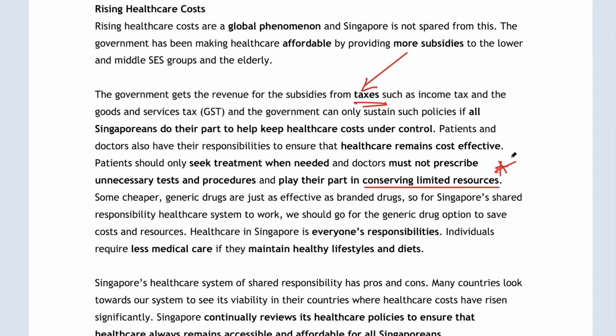Okay, so everybody has a responsibility to play in this healthcare system, and this is what makes Singapore's healthcare system one of the most interesting and most successful healthcare systems in the entire world. Individuals can require less medical care if they maintain a healthy lifestyle, right? So we should all maintain a healthy lifestyle so as to not overwhelm the system with problems that could have been prevented in the first place. This is what we mean by shared responsibility.